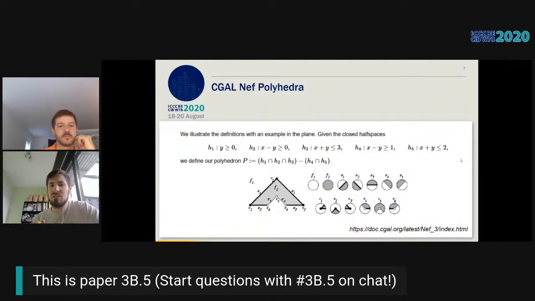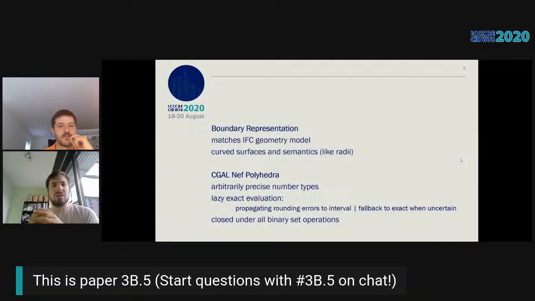On the other hand, we started to look into Segal-Nef polyhedra that define your volume as a tree of half spaces, two-dimensional and three-dimensional. So BREPs match the semantics of the IFC geometry really well, but due to no tolerances and arbitrarily precise number types, we found the Segal polyhedra much more robust with extensive processing.